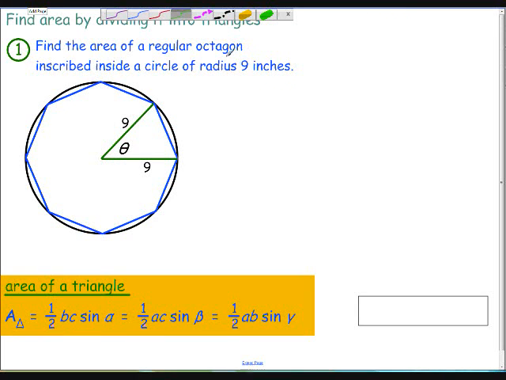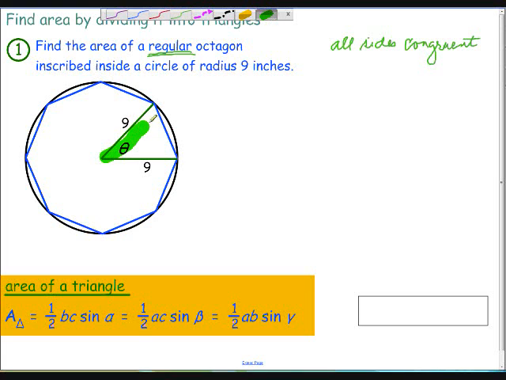Find the area of a regular. Oh, remember what regular means in geometry? It means that all sides are congruent, doesn't it? And in a polygon, it also means that all these angles are also congruent. Find the area of a regular octagon inscribed inside a circle with a radius of 9 inches.